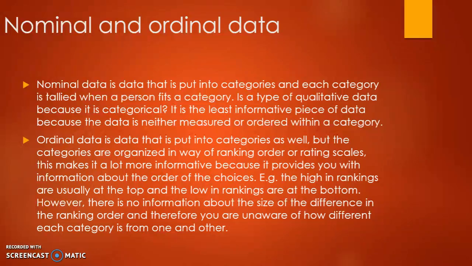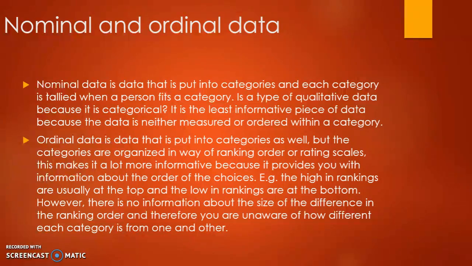Nominal data is data that is put into categories, and each category is tallied when a person fits a category. It is a type of qualitative data because it is categorical, and this nominal data is the least informative piece out of each of the data because it is neither measured nor ordered within a category. It's just a category.